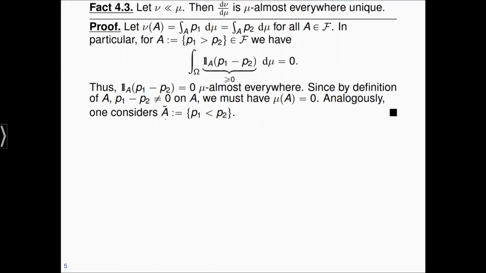And of course you can do precisely the same thing for the set A tilde, where P1 is less than P2. So you also obtain that the measure of the set where P1 is less than P2 is 0. So the measure of the set where P1 is not equal to P2 is 0, which means that P1 equals P2 mu almost everywhere, which is what we had to show.